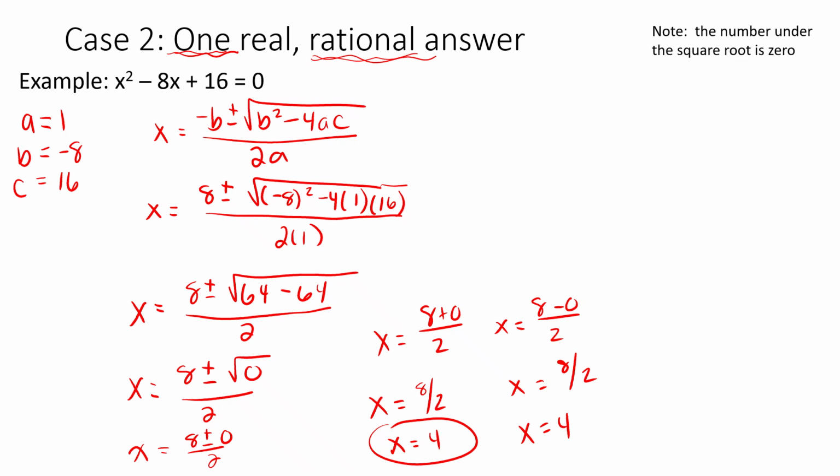So note that the number under the square root is 0, and the square root of 0 is 0. So the fact that when you take the square root of 0, the square root goes away, that's what makes it rational, because you no longer have the square root in there. And what gives us one answer is the fact that it's 0, and adding and subtracting 0 just lands you in the same place. Now, it lands you in the same place twice, but it does land you in the same place.